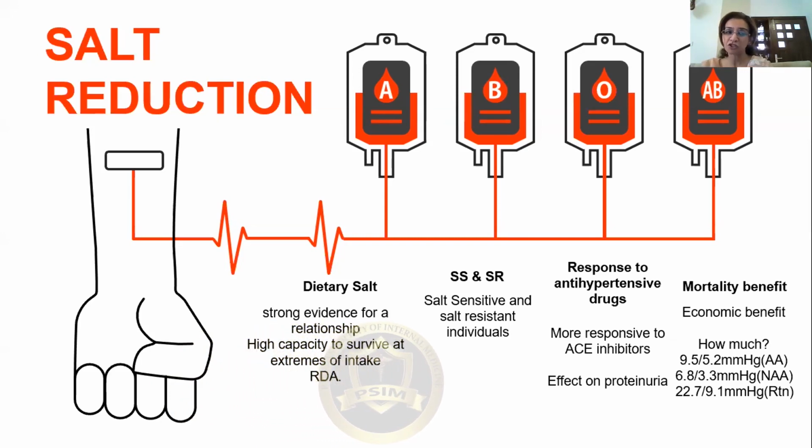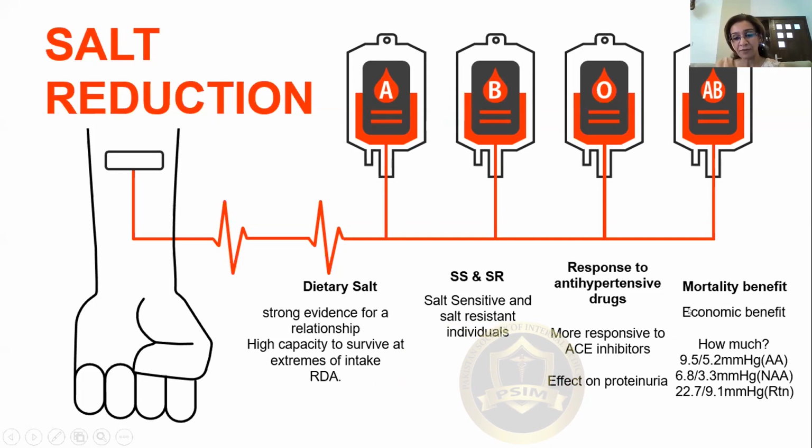So how much can blood pressure actually come down if you take the recommended daily allowance? For African Americans, it's 9.5 systolic to 5.2 diastolic. For non-African Americans, 6.8 systolic to 3 millimeters diastolic. And in resistant hypertension, the reduction is strikingly high. That is 22.7 systolic and 9.1 diastolic.